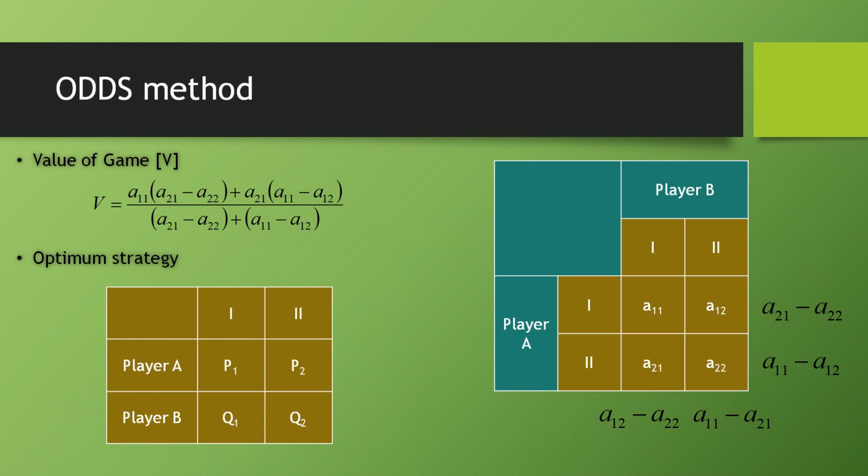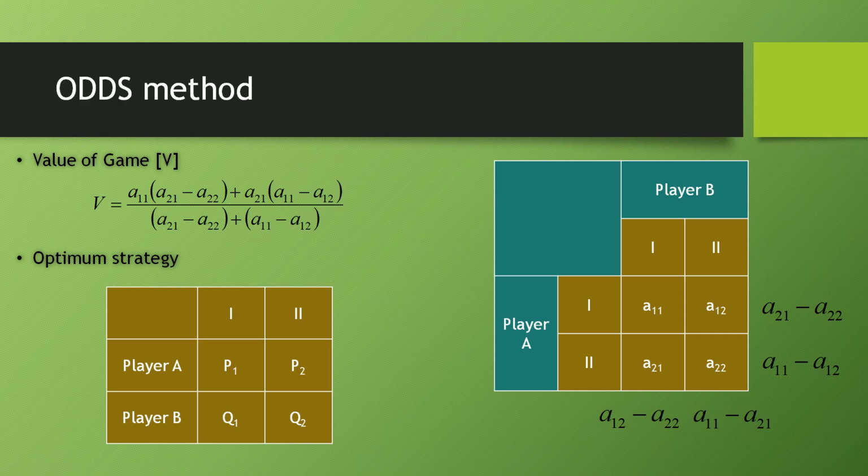Now the value of the game, which is the most important parameter in game theory. In order to calculate this, you take A11 multiplied by A21 minus A22, plus you take A21 multiplied by A11 minus A12, and divide by A21 minus A22 plus A11 minus A12. So you do not have to remember the formula, just remember the method. The optimal strategy for players A and B will be P1, P2, Q1, Q2. So this way you can solve the numerical.